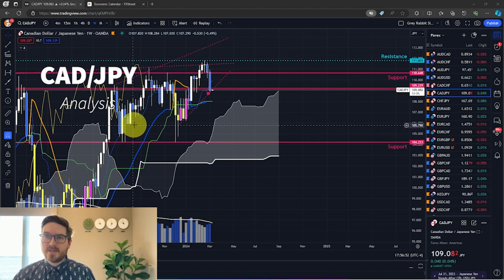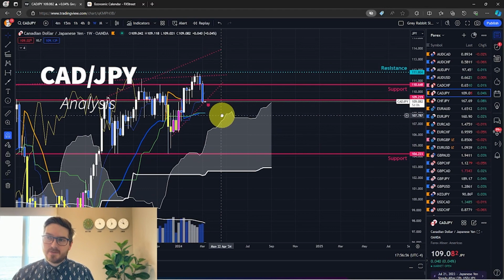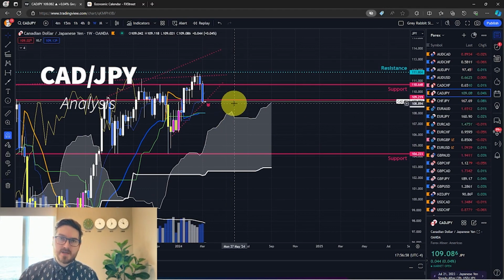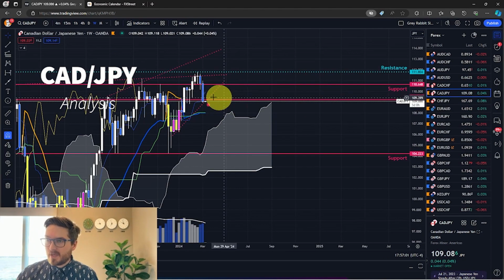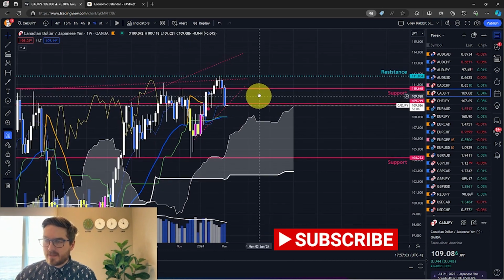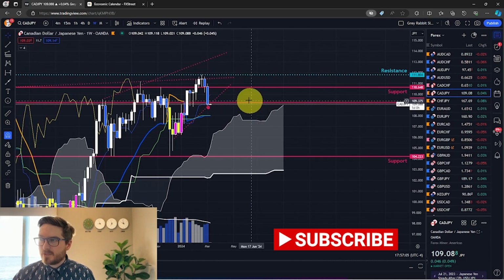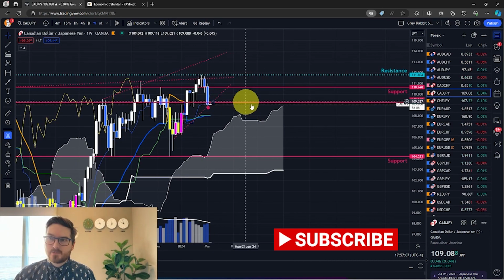Okay, here we are, CAD JPY on the weekly. Now guys, I had a short position on this pair last week, which I closed out on Friday. So I'm no longer trading this one. This was good last week, but right now I've got this marked as a ranging pair.